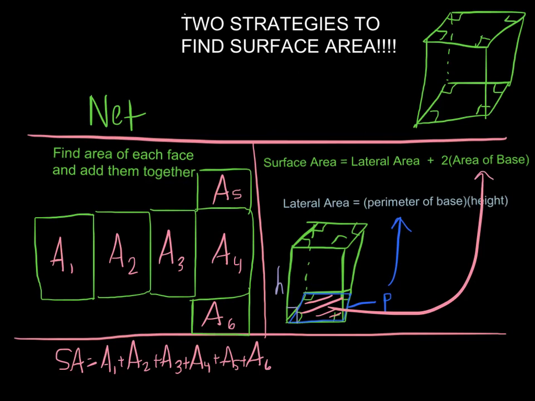So these are 2 different strategies for finding the surface area. One is by looking at the net, and the other is by using this formula right here. And basically, they're the same thing.